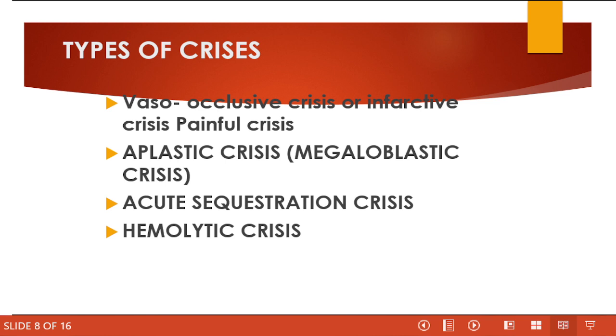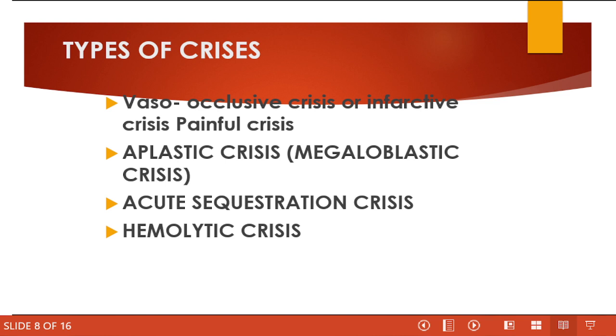Aplastic crisis is a type of crisis that comes as a result of bone marrow depression or suppression, in which the bone marrow is unable to produce enough red blood cells to replace the destroyed red blood cells. Remember, sickle-shaped red blood cells are destroyed by the spleen, and because of this increased destruction, the rate at which the depressed bone marrow produces them is reduced. Hence, there's going to be a crisis.